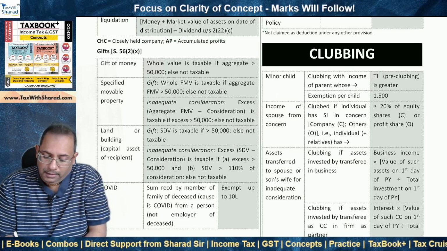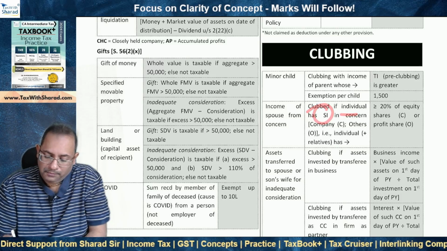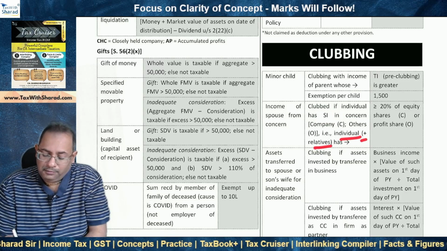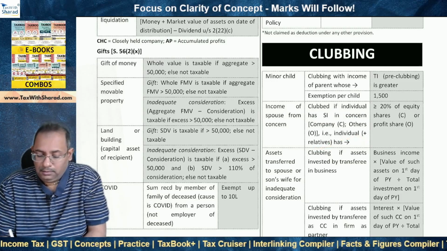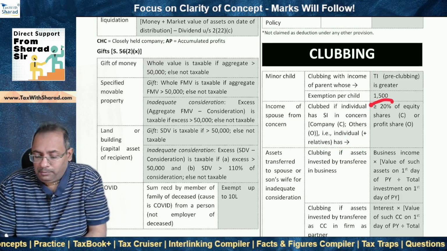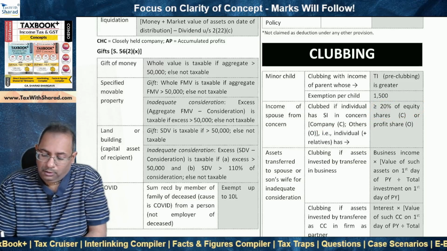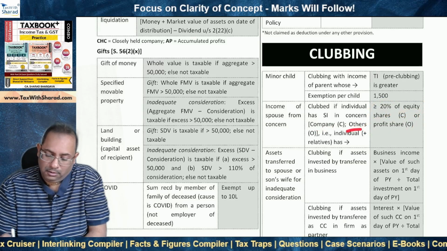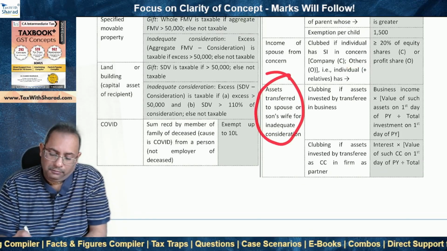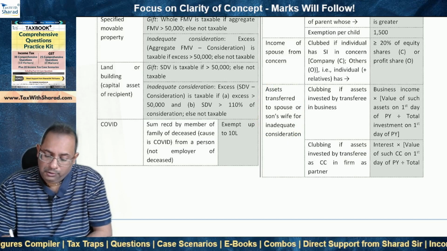It is clubbed in the hands of the individual if the individual has substantial interest in a concern, that is, the individual along with his or her relatives has either 20% or more of equity shares where the concern is a company, or 20% or more of profit shares where the concern is not a company. Assets are transferred to the spouse or son's wife for inadequate consideration, and in that case clubbing happens in the hands of such individual.